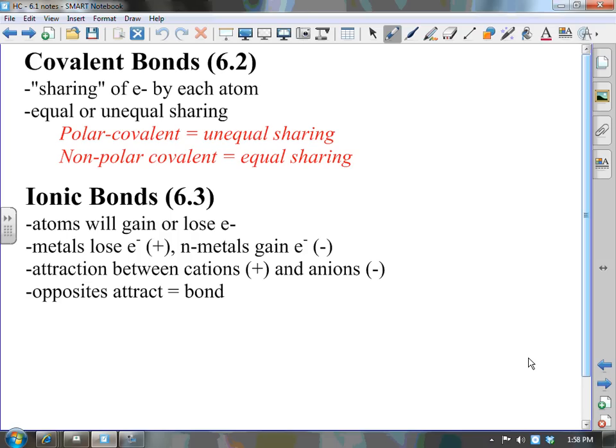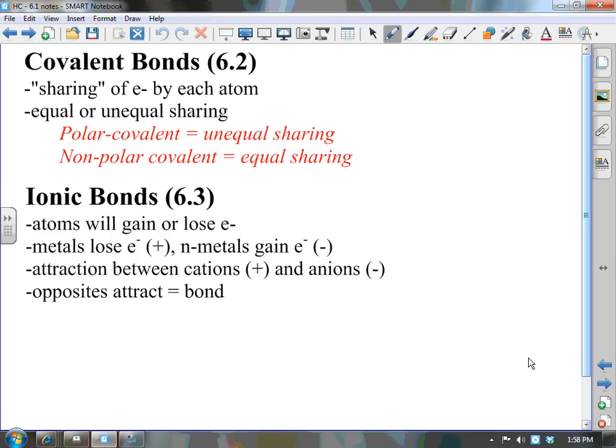Covalent bonds. Basically what's happening here is atoms are going to share electrons to bond together. Okay, remember, the electrons are basically the glue that will allow atoms to bond together. So we're going to talk about covalent bonds where they're sharing. Now we'll also talk about, is it equal sharing or unequal sharing? And we will get into more detail with that in section 2.